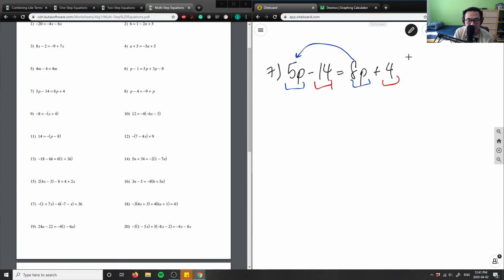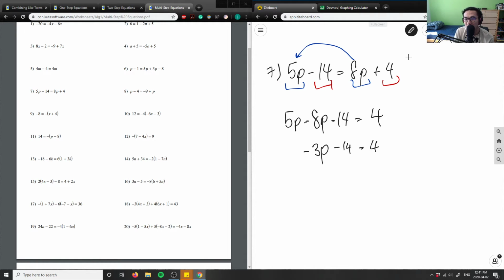I'm adding 8p to one side. I need to subtract both sides by 8p. So I'm going to have 5p minus 8p minus 14 equals 8p minus 8p, which obviously equals 0. So I'm left here with 4, right? Now I can gather like terms here. 5p minus 8p here would equal negative 3p minus 14 equals 4.